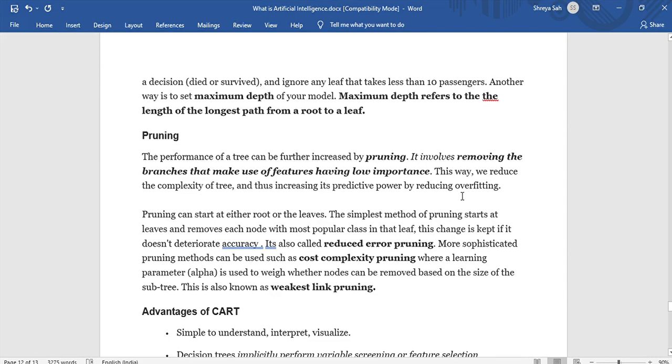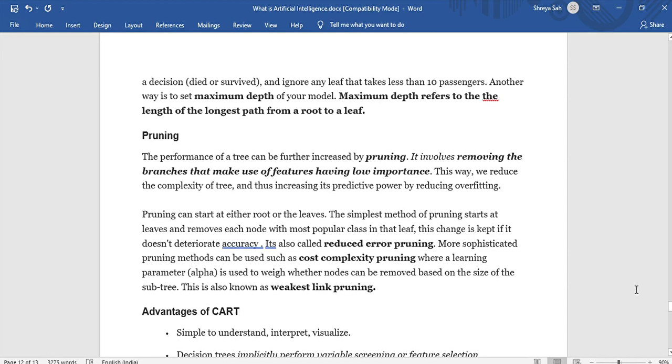Now, pruning can start at either the root or the leaves. The simplest method of pruning starts at the leaves and replaces each node with the most popular class in that leaf. This change is kept if it doesn't deteriorate accuracy. It's also called reduced error pruning. A more sophisticated pruning method is known as cost complexity pruning, where a learning parameter alpha is used to weigh whether the nodes can be removed based on the size of the subtree. This is also known as weakest link pruning. So we learned about reduced error pruning, cost complexity pruning and weakest link pruning.